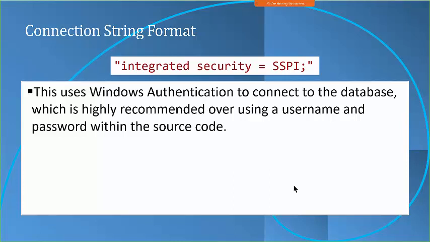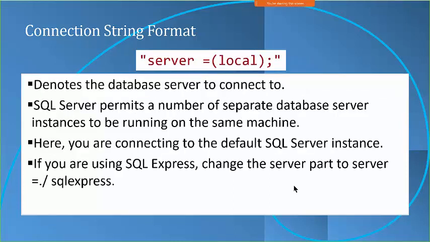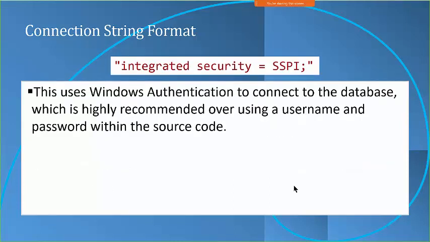One of the things in this one, you have to specify which server you're using, and then integrated security. It's a good idea if you can to use integrated security because it uses Windows authentication, and it keeps your username and password out of your source code. Why would it be a bad idea to put your username and password in the source code?